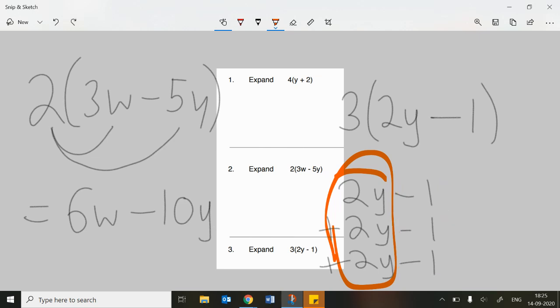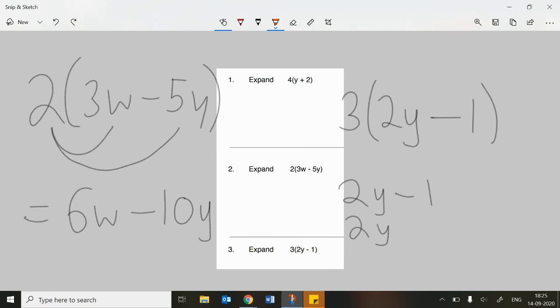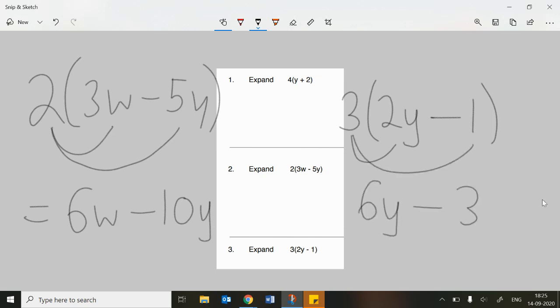But of course, that's going to take quite a while, so we don't do it like that. We just say 3 times by 2y gives us 6y, and 3 times by minus 1 gives us minus 3, and we're done. That's all we need to do. We don't need to end up with a final numerical answer. We are done with this.